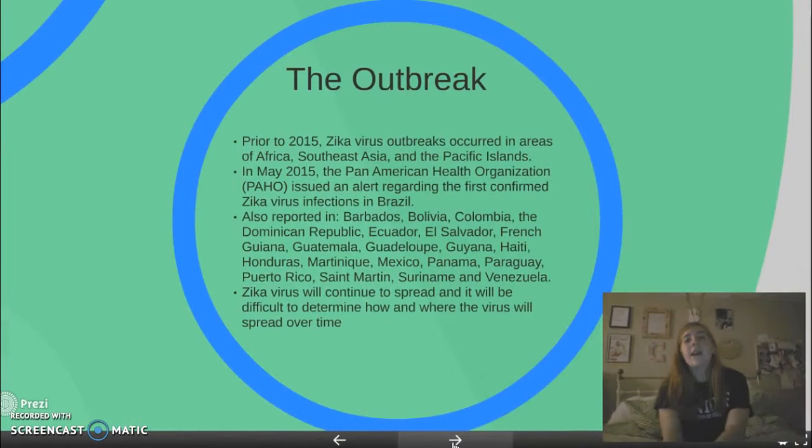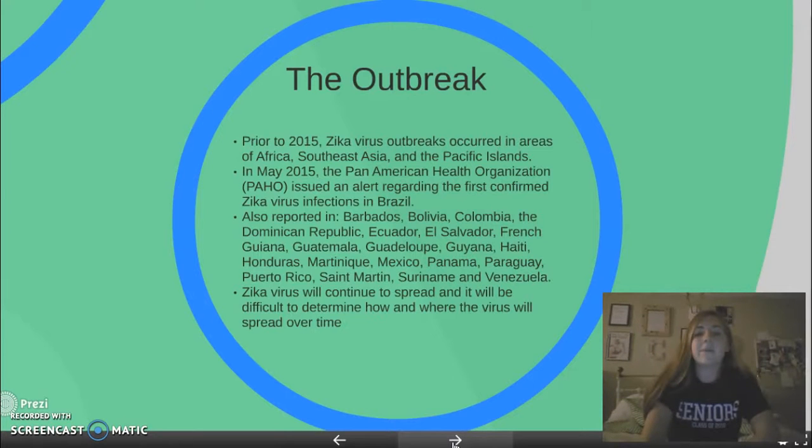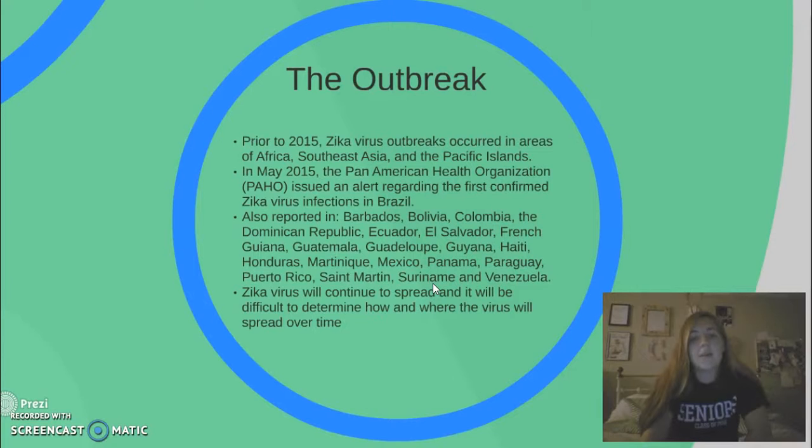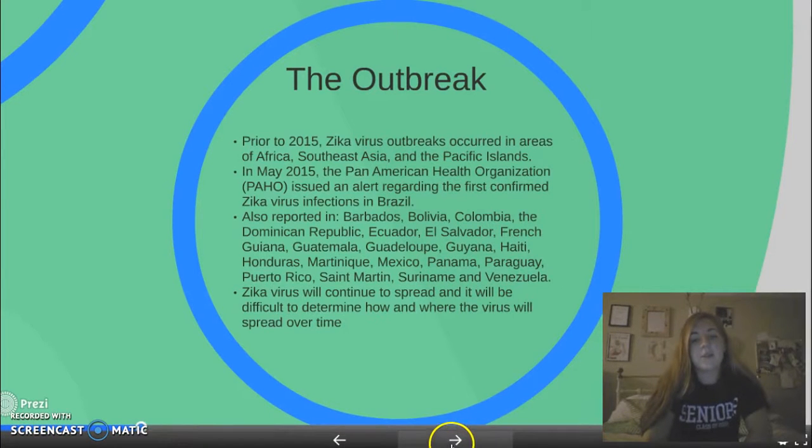The outbreak that has been a large topic of the news this year is a big deal because prior to 2015, Zika only occurred in Africa, Southeast Asia, and the Pacific Islands, but recently, in May of 2015, the Zika virus occurred in Brazil, and now it's spread to other places in South America listed here. It's predicted that the Zika virus will continue to spread, but it's difficult to determine how and where the virus will spread over time.